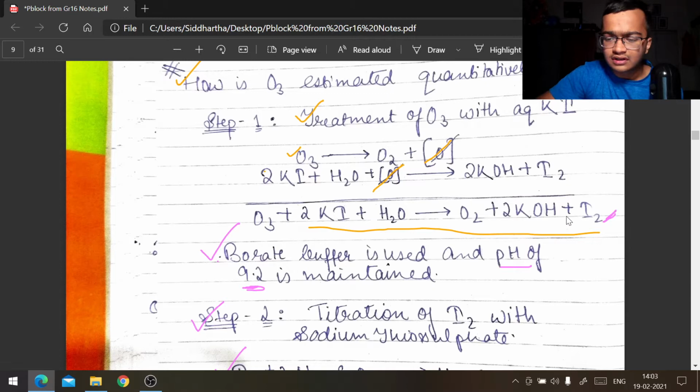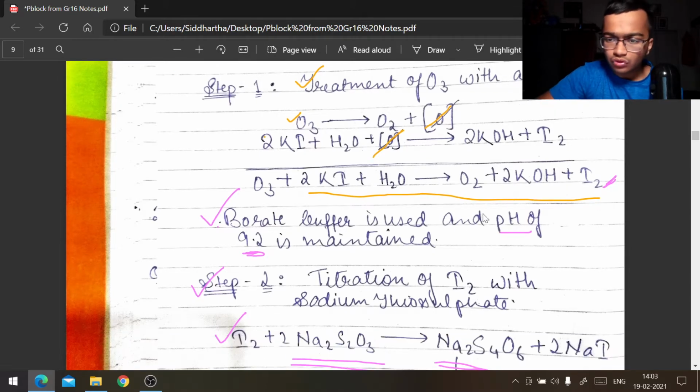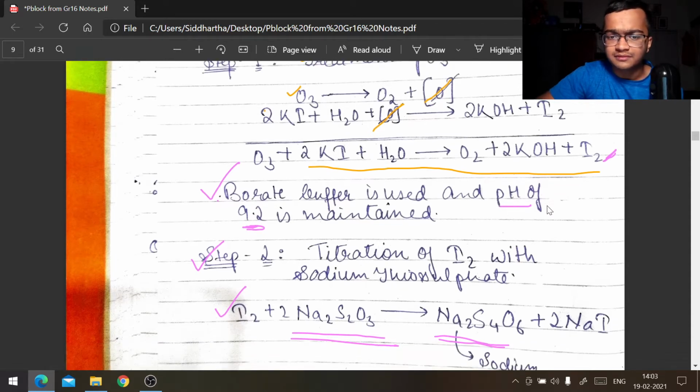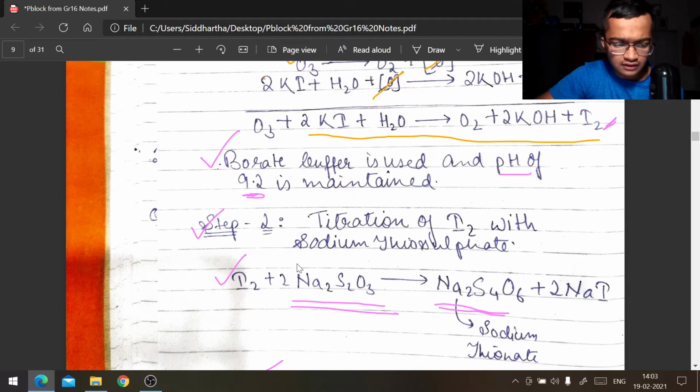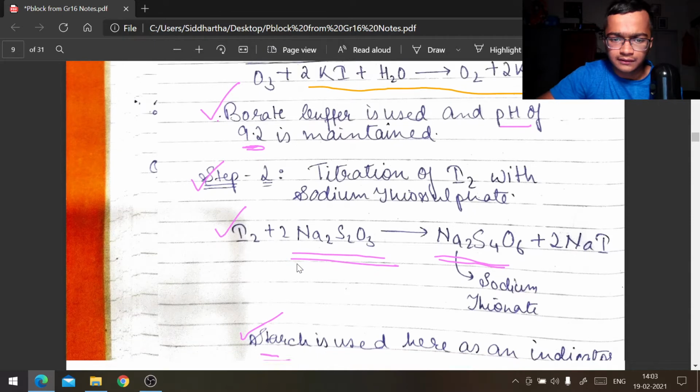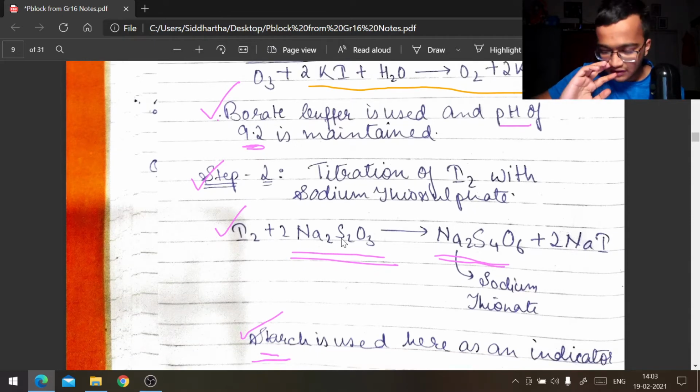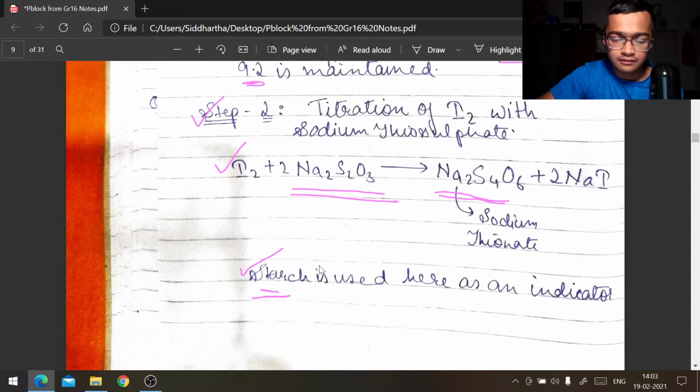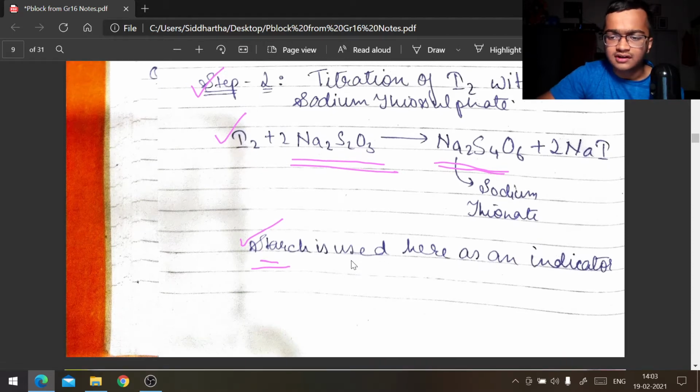Now for this I2 which you are getting here, it is needed to mention that a borate buffer is used and a pH of 9.2 is maintained. Now this iodine which is obtained here, step 2, there is titration of iodine with sodium thiosulfate, which is Na2S2O3. It gives sodium tetrathionate, Na2S4O6, and sodium iodide. Starch, we know, is used here as an indicator.